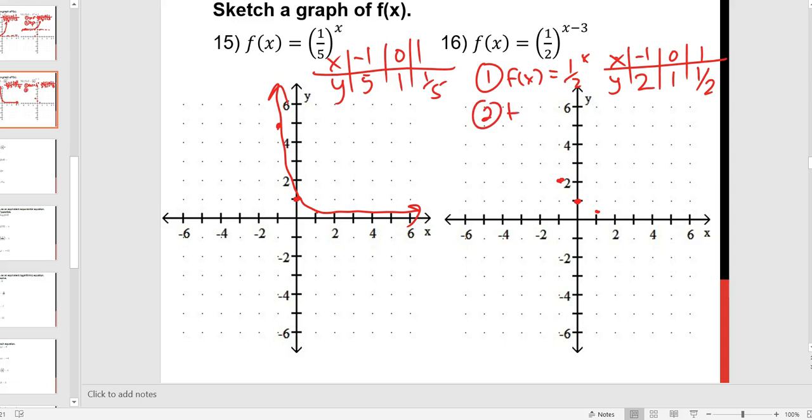This has an H opposite of 3, so it shifts it 3 to the right. Each of these points gets shifted 3 to the right, 3 to the right, 3 to the right. So this is my final graph. Notice this time it doesn't shift up or down, so the asymptote doesn't move.